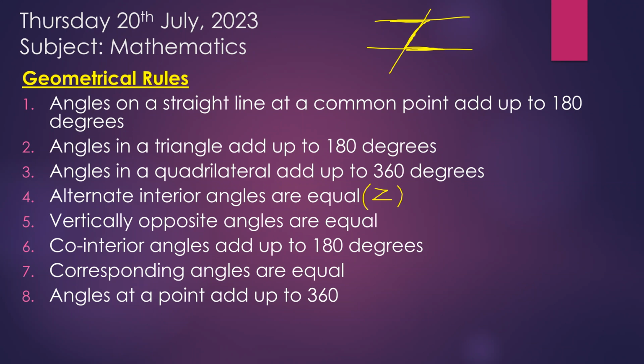Sienna, what shape does co-interior angles give us? C shape. A C shape, very good. So co-interior angles is the C shape. And Erica, what shape does the corresponding angles give us? Give me a second.